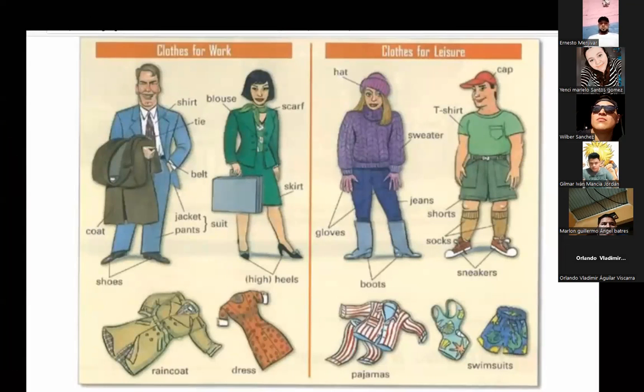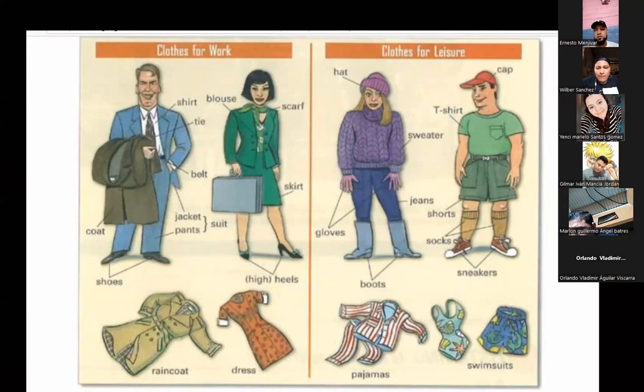Clothes for work. Shirt. Tie. Belt. Jacket. Pants. Suit. Coat. Shoes. Blouse. Scarf. Skirt. Raincoat. Dress.